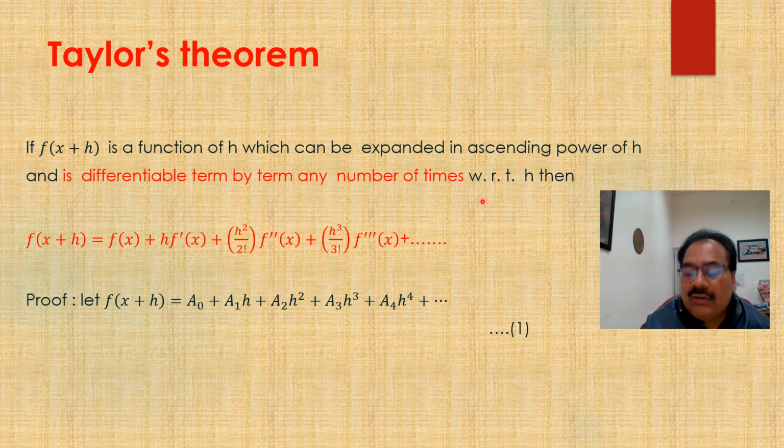Proof means the connection between what you know from the previous classes of mathematics and what is required to establish this result. So I want your attention, just to establish Taylor's theorem with your previous knowledge. Let us consider f of x plus h may be written as a naught plus a1 h plus a2 h square plus a3 h cube plus a4 h power 4. This is your assumption.